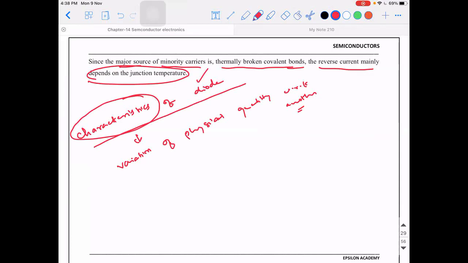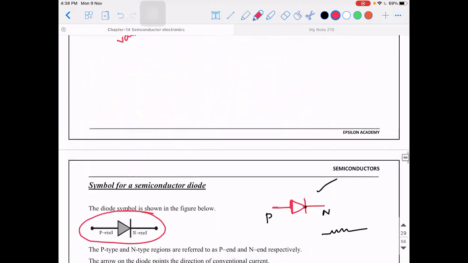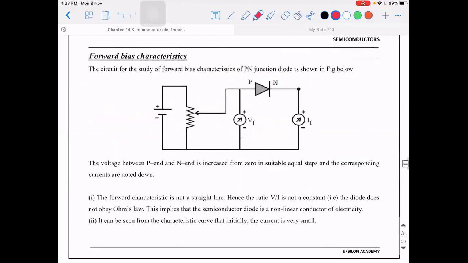There are two important characteristics that we are going to study. One is called the forward bias characteristic and the second is called the reverse bias characteristic. What exactly you mean by forward bias characteristic is when you connect a P-type semiconductor to the positive of the battery and N-type to the negative of the battery with the help of a variable resistor. So this diagram is simple to remember.